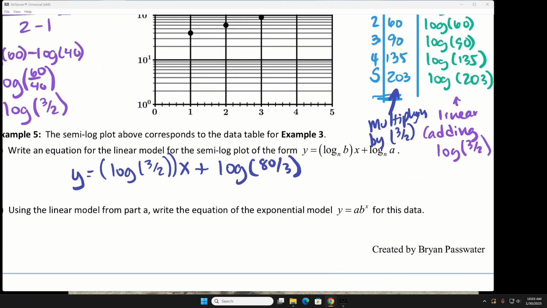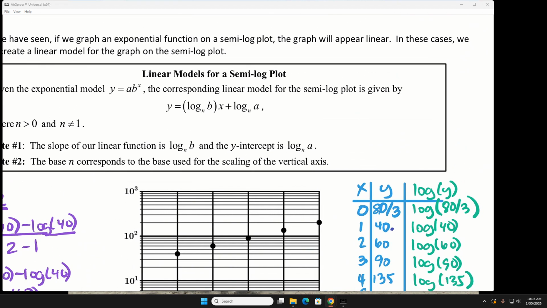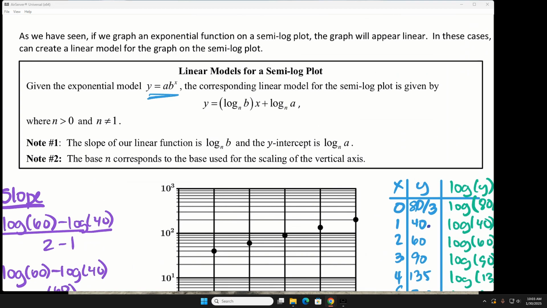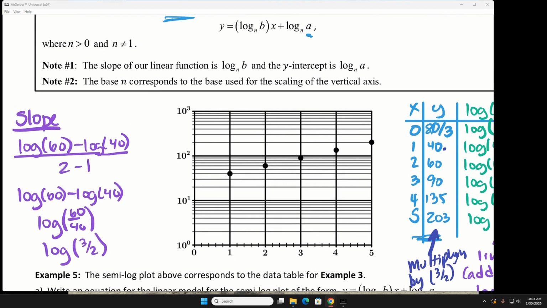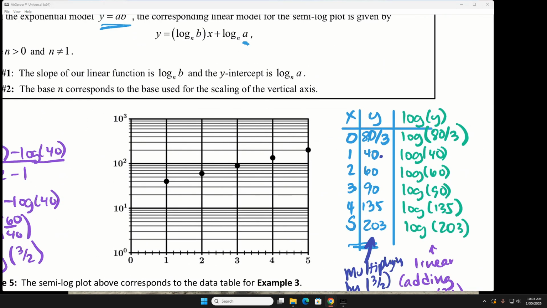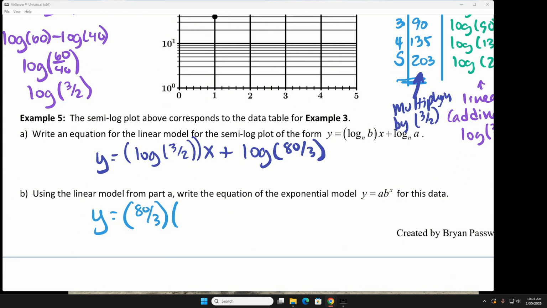Okay, and then both of those translate to the exponential model. So the a we got here for the intercept is the same a, that's the initial value. So that 80/3 is going to go in the front. And then the 3 halves that I got when we're multiplying by each time, that obviously is the base. And it's raised to the x. So the a and b translate to the other a and b exponential form.